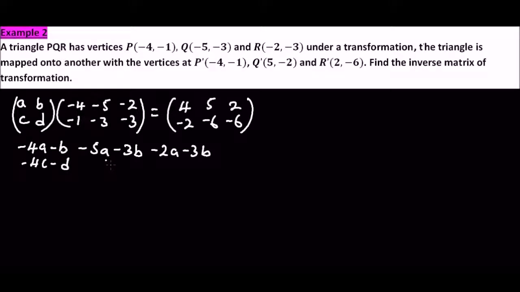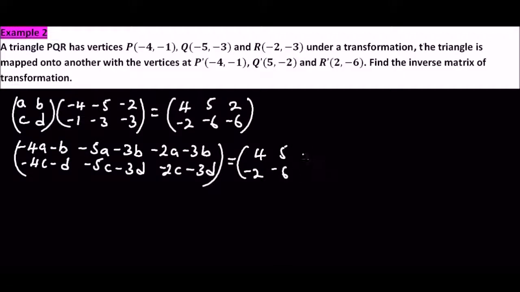Then this is minus 5c minus 3d. And finally we have minus 2c minus 3d. So this matrix is equal to our matrix here, which is 4, minus 2, 5, minus 6, and 2, minus 6.